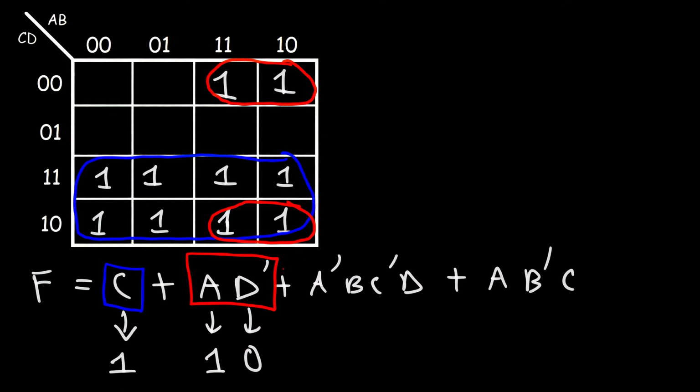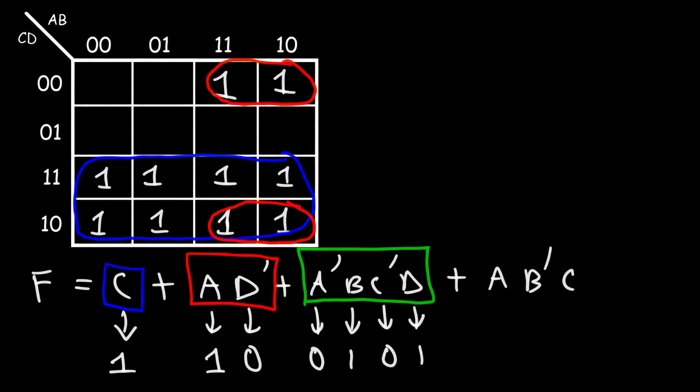So as we can see, for a term with 2 variables, we have a total of 4 ones highlighted in red. Now let's move on to the next term, which has 4 variables. So we should only get 1 1 in the K-map. So for A prime, we're going to write 0. For B, 1. C prime, 0. D, 1.